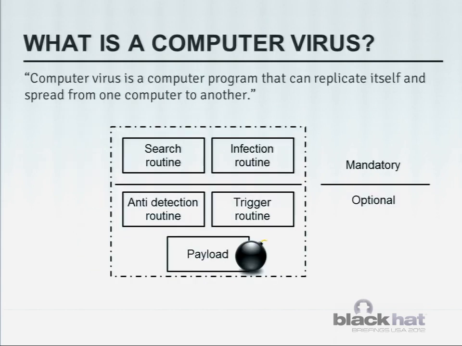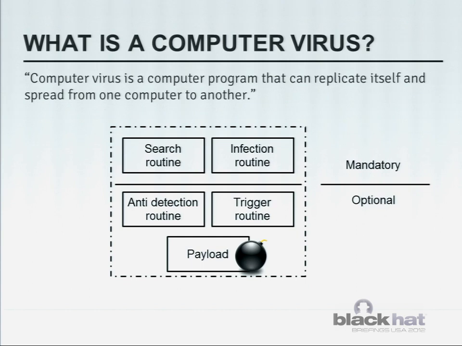As a quick introduction, people have defined a computer virus as simply a program that can replicate itself and spread from one computer to another. Very simple terms. There are a lot more complications, and we'll get into them soon. But to start, in a computer virus there are mandatory components and some optional components. A virus needs to find the target that it's going to infect, so it needs to search for it, and then it needs to do something with it.